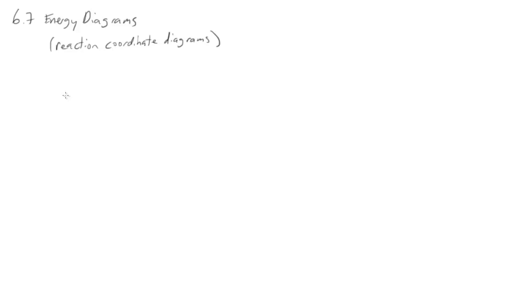In section 6.7, we'll start looking at energy diagrams, which are probably better termed reaction coordinate diagrams, because the term energy diagrams is very vague and can mean a lot of different things. But if we look at a diagram, what we're going to see is the energy on the y-axis and reaction progress on the x-axis. I've drawn a couple of these already, though we didn't talk about them in detail yet.